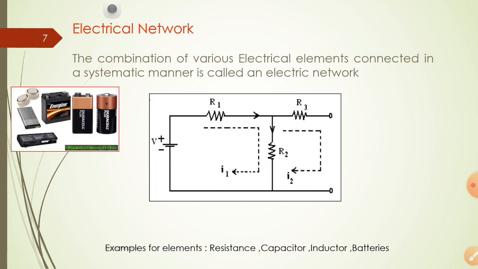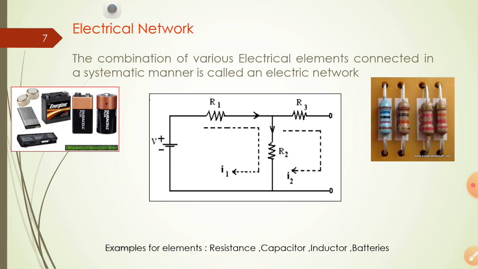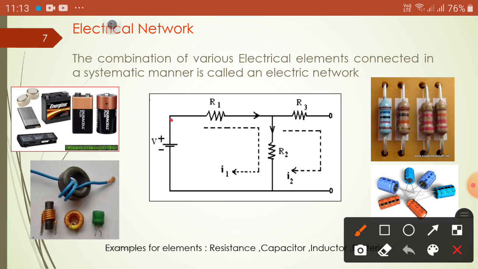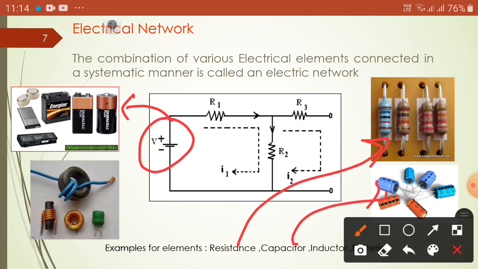Now you can see the source side. Now what is this one? This is equivalent to source batteries, whether it is a 1.5 volt battery or 3 volts battery or 9 volts battery, 12 volt batteries, whether it is a button type or different types of batteries. And coming to the load side, here this is the resistors and this is the capacitors and this is known as the inductors or loads.